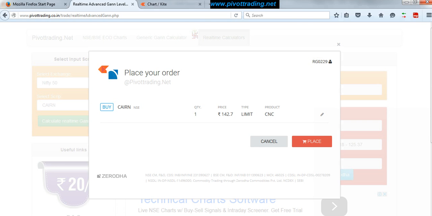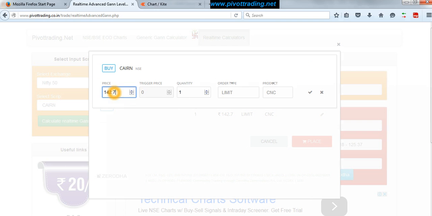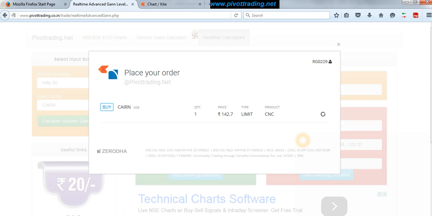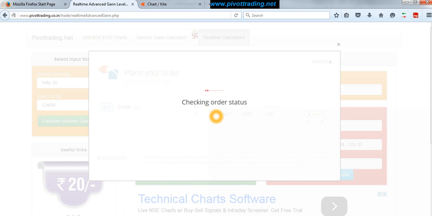You can change any of this. If you don't want to do this, you can change it. You can change the price if you want to do some plus and minus. If you want to change the order type from the limit to the SLM, stop loss market, or the product type to intraday or whatever it is, and then you can click OK or close, and then you can place the order. As of now, the market is closed. It will not place the order. It will just reject the order.